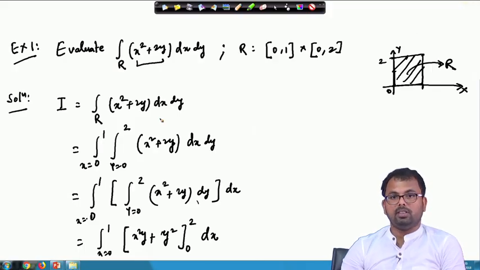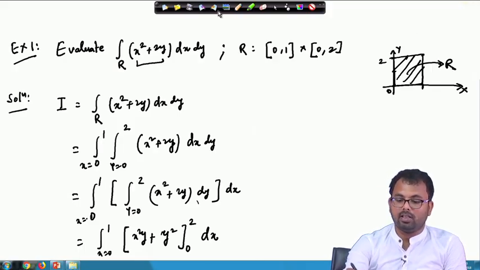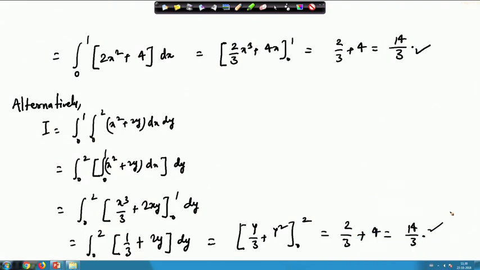Both repeated integrals would give you the same result, like here. And you do not have to do both of them; you just have to calculate at least one of the repeated integrals, and that will be your required answer.